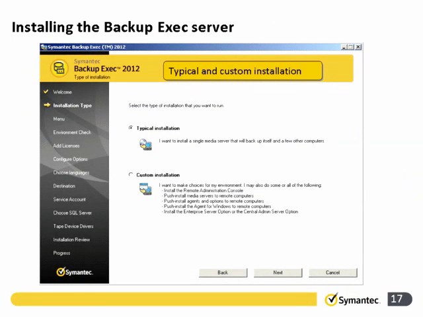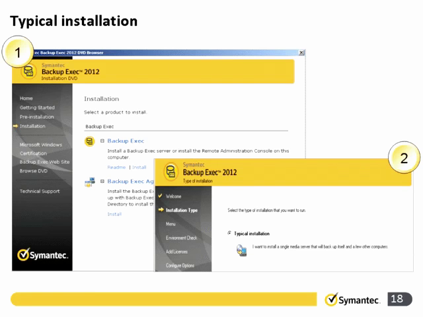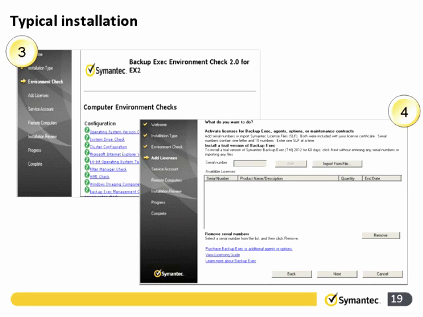Then the next screen that comes up is going to be the installation screen. You can run through either a typical or a custom. As far as the installation goes, we're going to tell it to install Backup Exec, and in this first instance we're going to run through a typical installation. It will automatically run the Environment Check utility for you at this point, and you could still go fix anything you want.